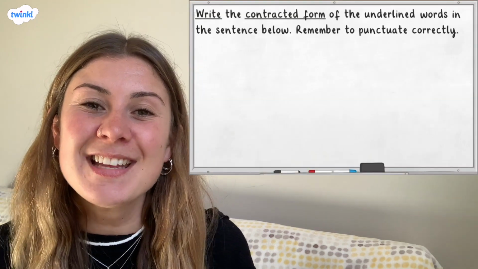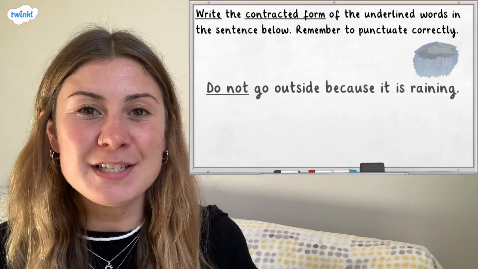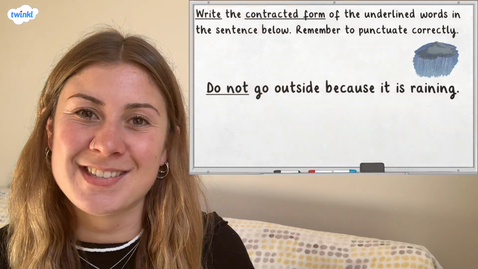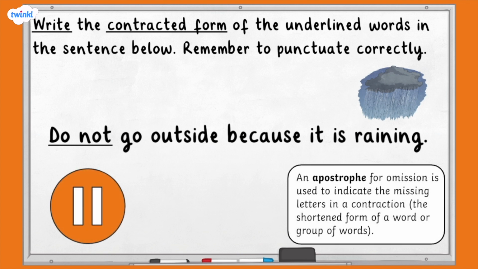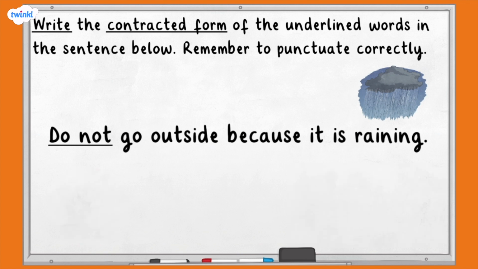Let's practice a bit more with another question. This question asks you to write the contracted form of the underlined words. Do not go outside because it is raining. Pause the video here and have a go. You might want to write your answer on a whiteboard or a piece of paper. Have you got an answer? Great, let's take a look at what the answer is.